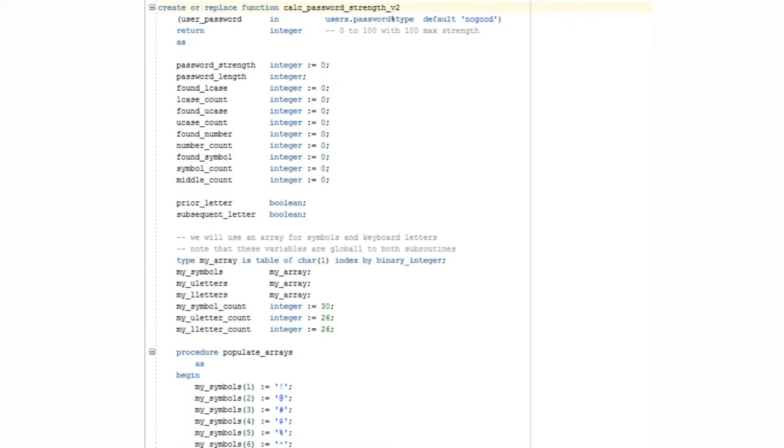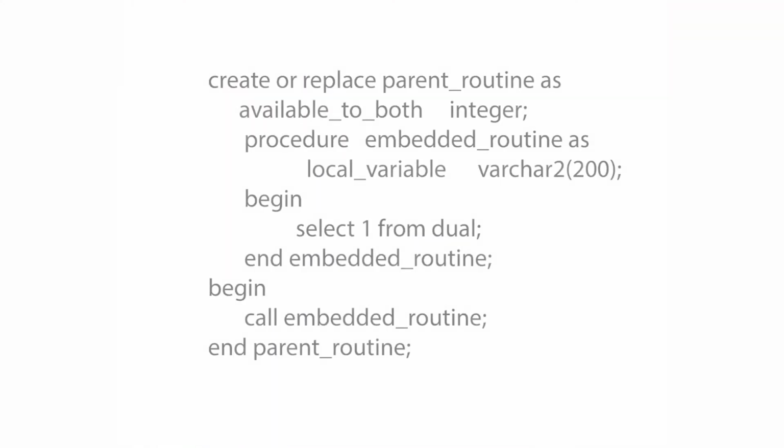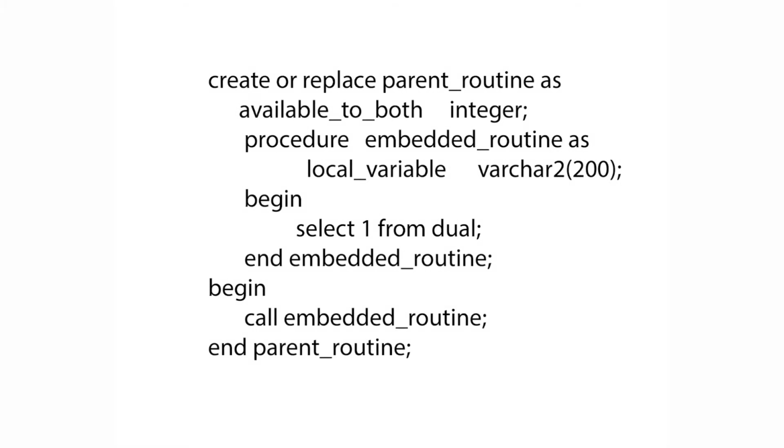One more thing I want to mention here. Please notice that our array variables are within the scope of both the calc password strength function and the embedded populate arrays procedure. All variables declared within the primary subroutine are also available to the embedded subroutines. What would happen if you declared additional variables within the embedded subroutine? That's right, they would not be available to the parent.